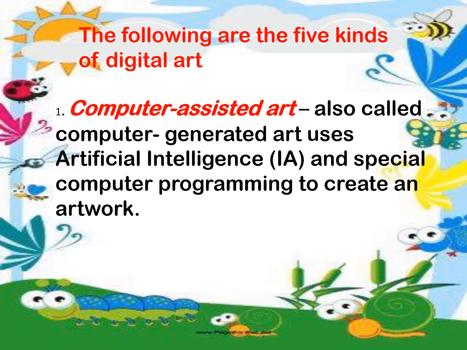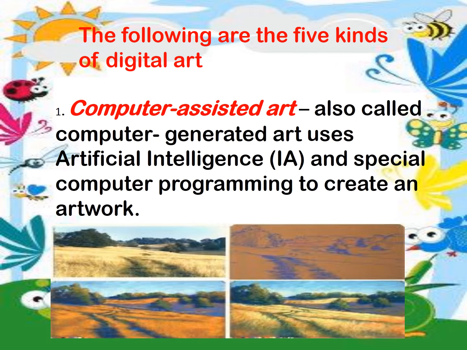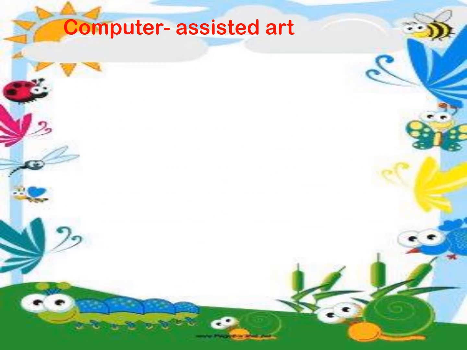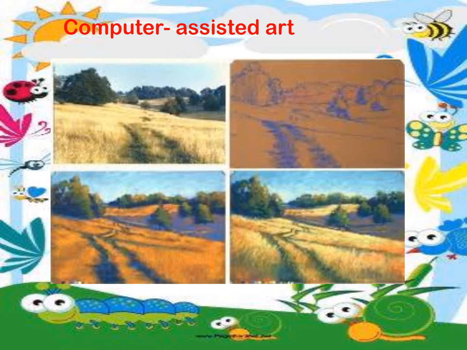The following are the 5 kinds of digital art. Number 1, computer-assisted art, also called computer-generated art, uses artificial intelligence and spatial computer programming to create an artwork. So, kailangan talaga meron kang sariling laptop or computer. Ayan, nandyan po yung halimbawa ng computer-assisted art. Yan po ang halimbawa ng computer-assisted art. Tingnan ang pagkakaiba.